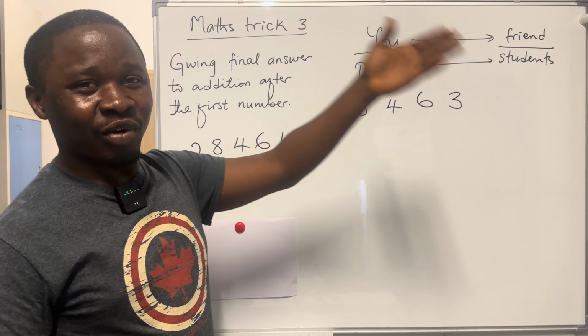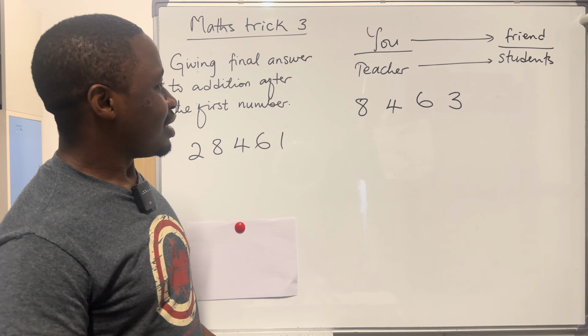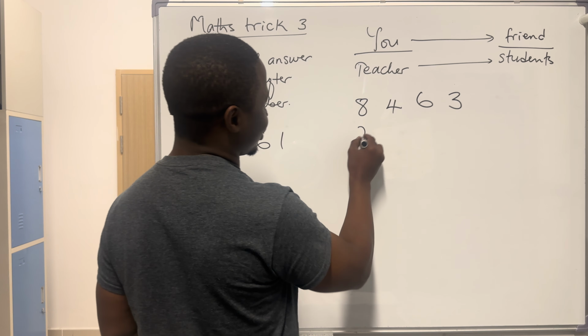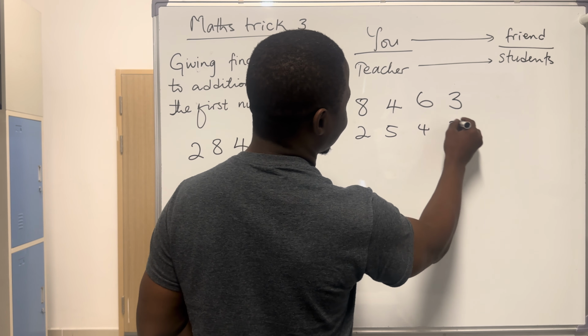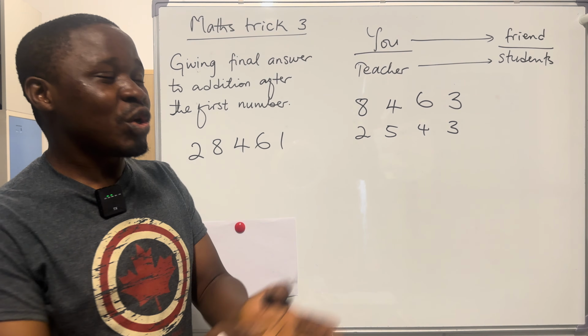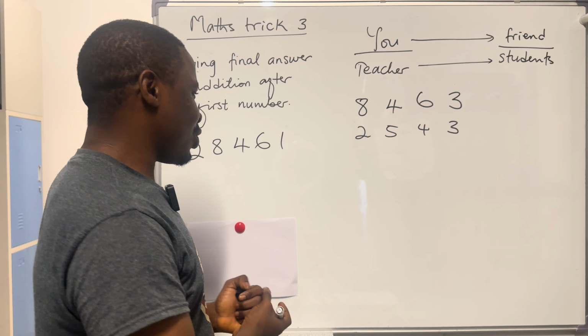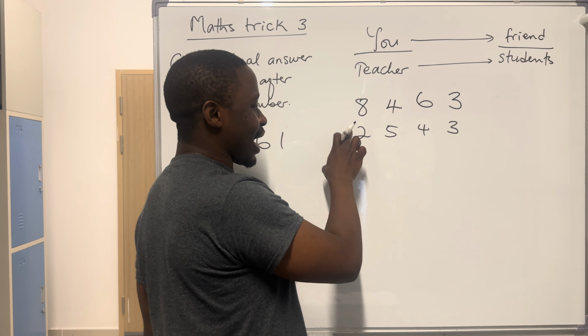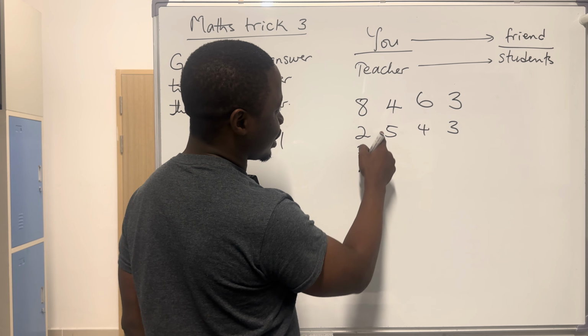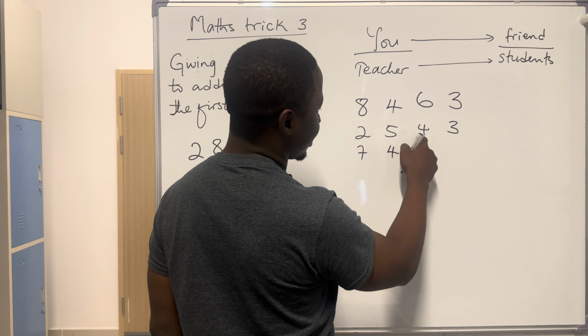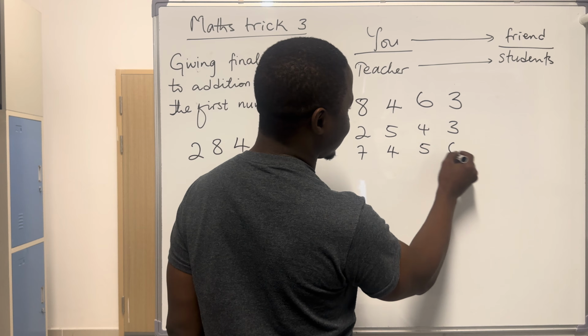Okay. Now call the person again. The person can randomly say, well, this is 2, 5, 4, 3. Then when you come, you know the trick. When you come, what do you do? Write something that will add to 9. This 2, I need 7. This 5, I need 4. This, I need 5. This, I need 6.